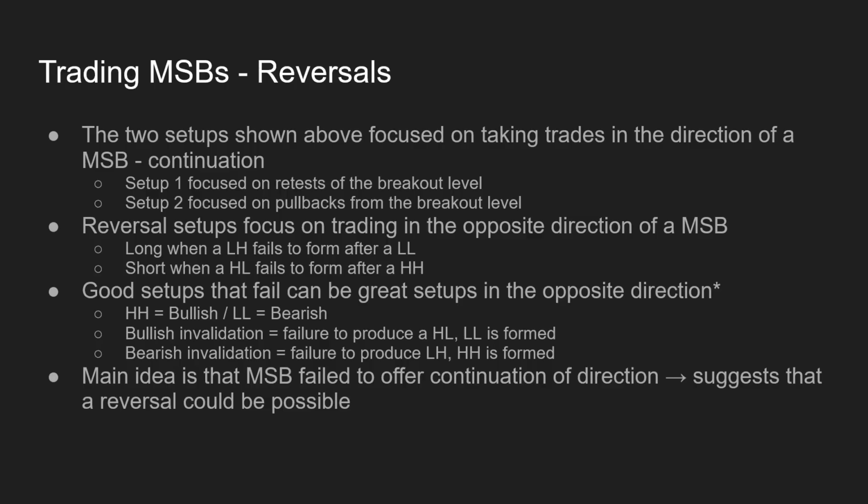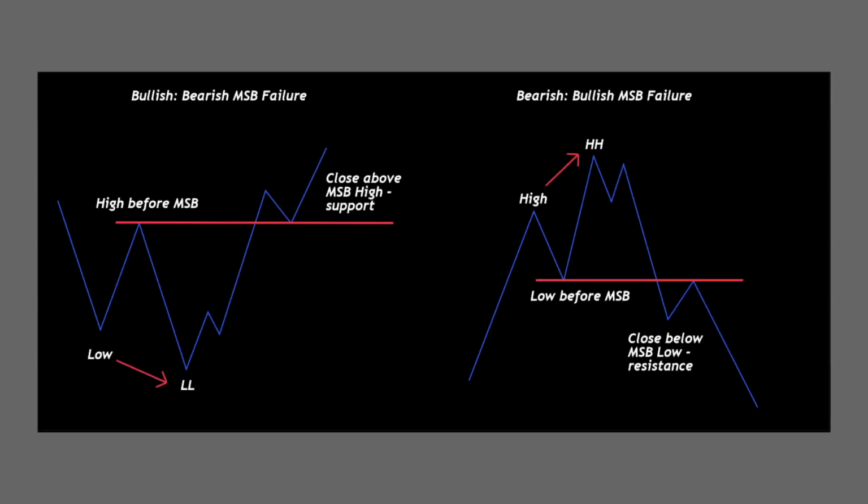The main idea is that the market structure break failed to offer continuation of direction. This suggests that a reversal could be possible. So here are our two different scenarios. On the left side, our bullish situation where we see a failure of the bearish market structure break.